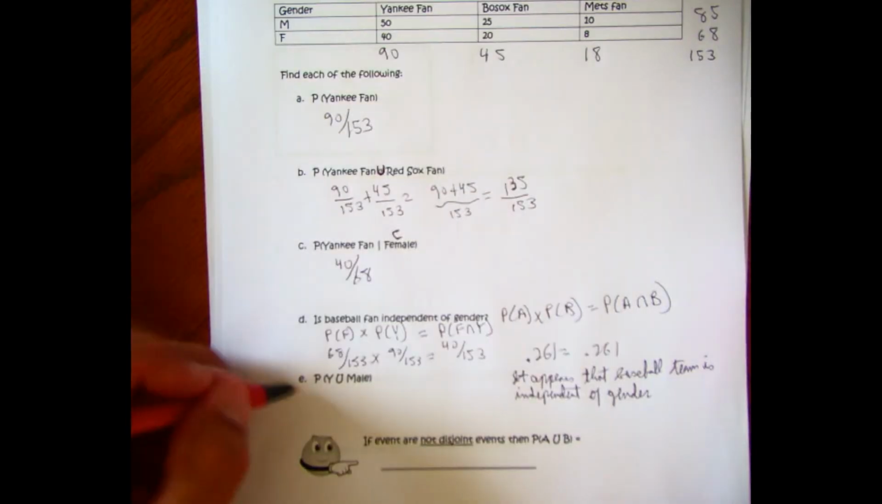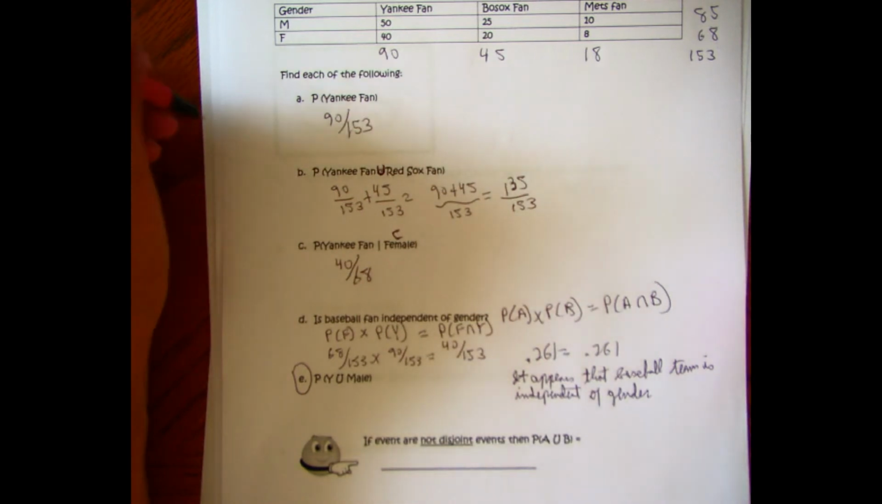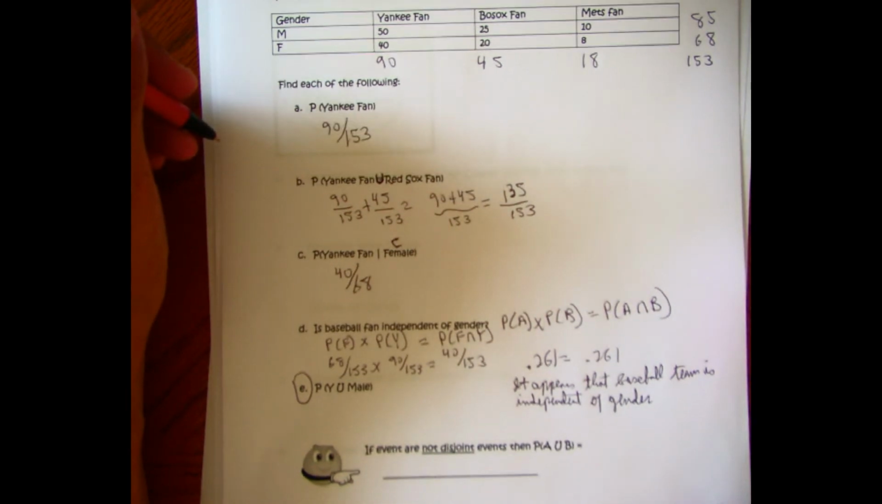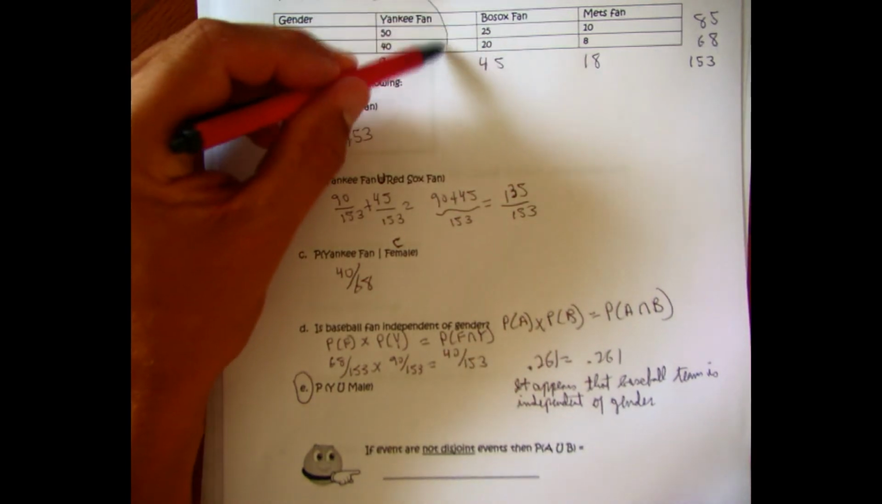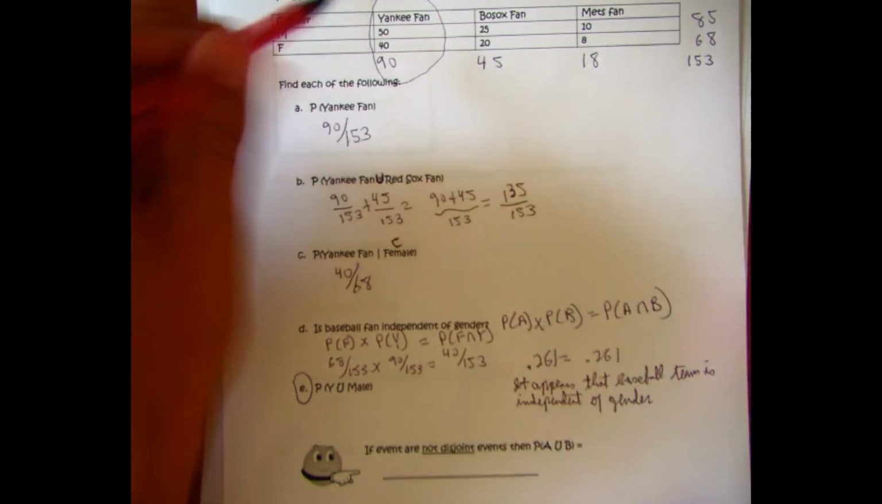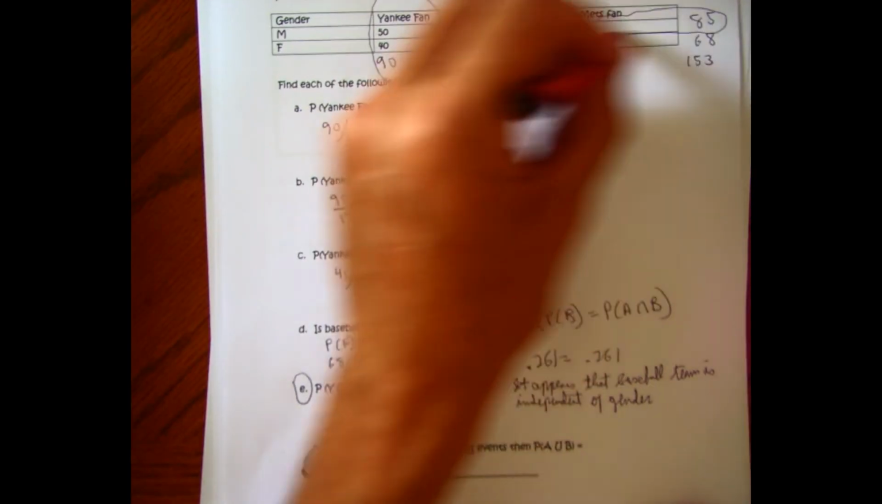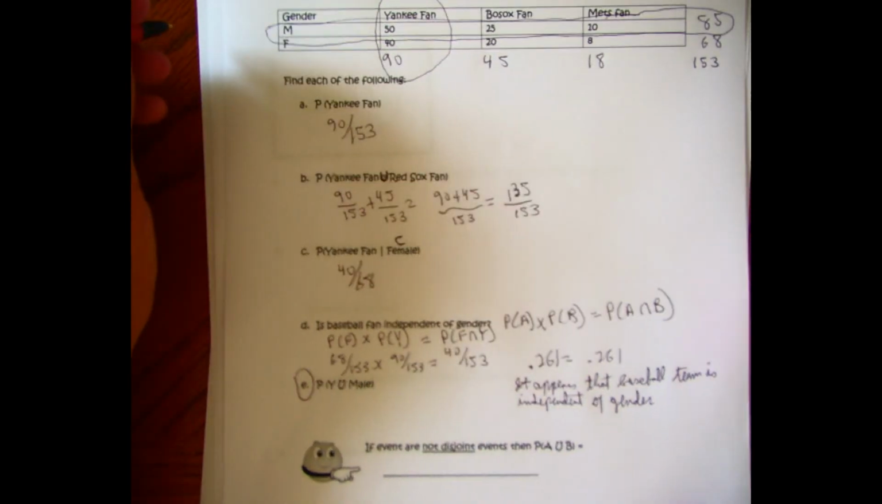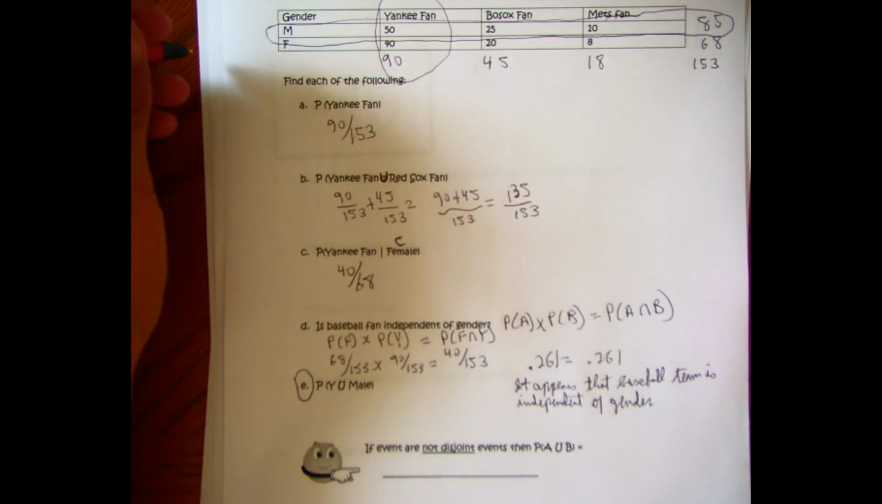Okay, now we come into another issue, this problem right here, probability of Yankee fan or male. Well, are those disjoint events? Well, you're adding this column because those are all the Yankee fans, and you're adding this row because those are all the males. So do I simply add 85 plus 90 and put it over 153? Well, from simple math alone, you would have 175 over 153, and that doesn't work. So here's the problem. They're not disjoint.